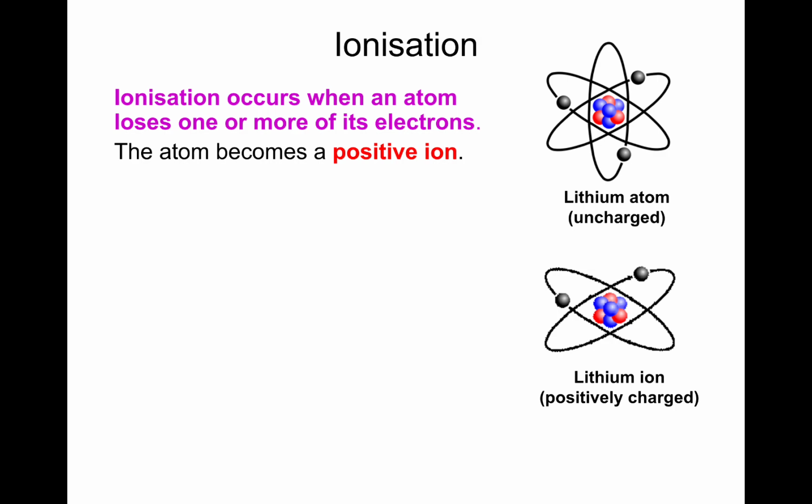So there's a positive ion for lithium. As you can see, one of the electrons has been removed, and now there's an excess of protons. So you've got 3 protons and 2 electrons, which gives a relative charge of +1.